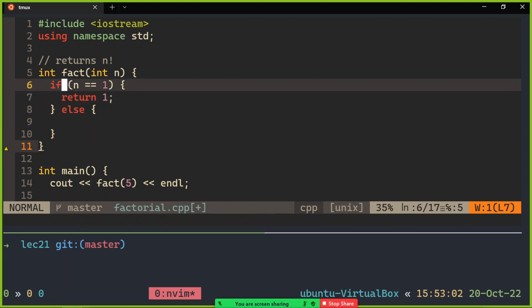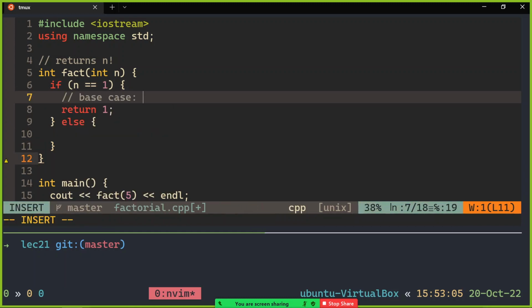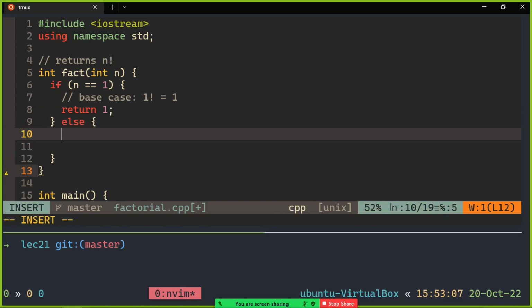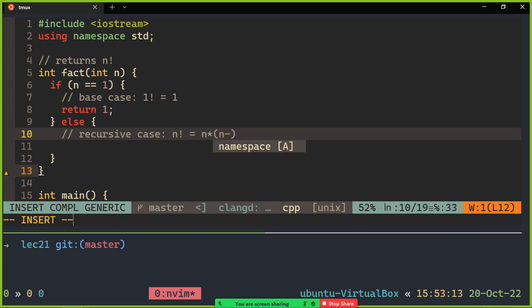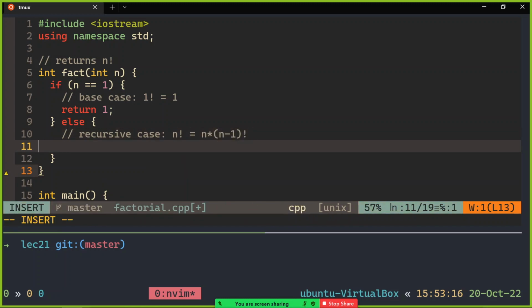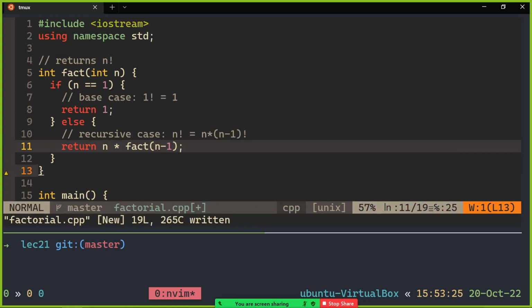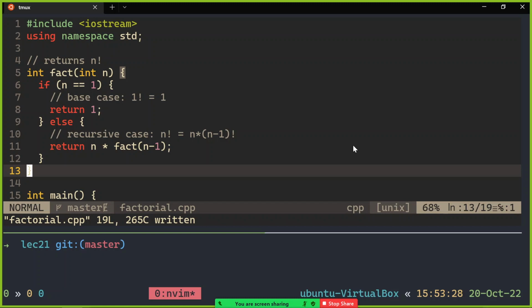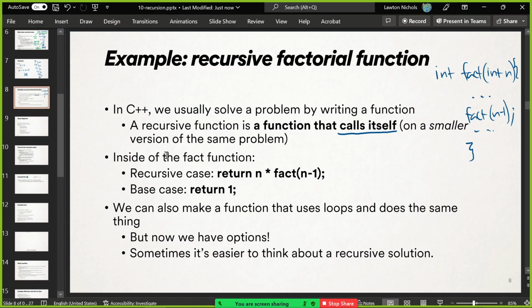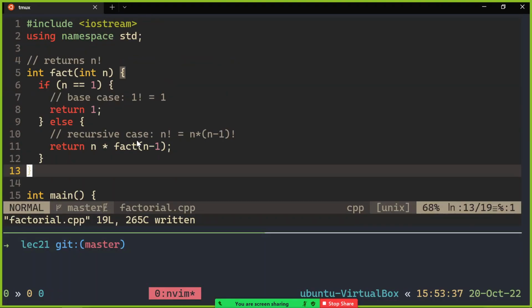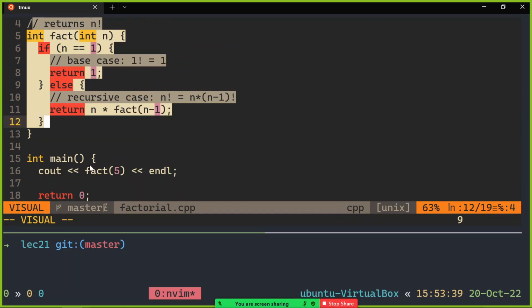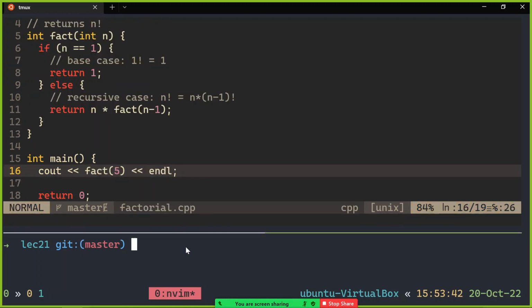Otherwise, this was the base case: 1 factorial is equal to just 1. Otherwise, we're in the recursive case. Recursive case, n factorial is equal to n times n minus 1 factorial. All right, we need to give that back. That's just return n times n minus 1 factorial. Well, that's us. fact of n minus 1. Return something involving ourselves. Crazy. And that's this. I also pasted it here. Return n times fact of n minus 1. It really is going to work like this. And this is going to solve our problem. This is going to compute n factorial for any n, including 5. So we should see 120 printed out.